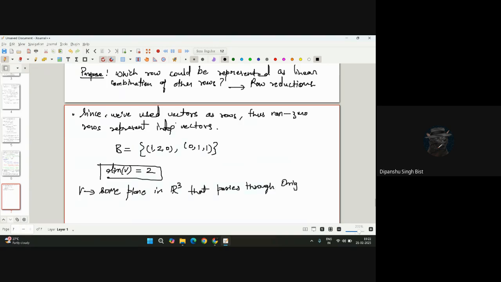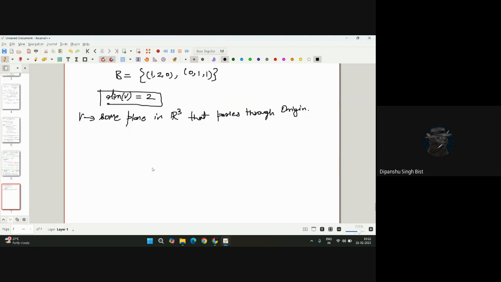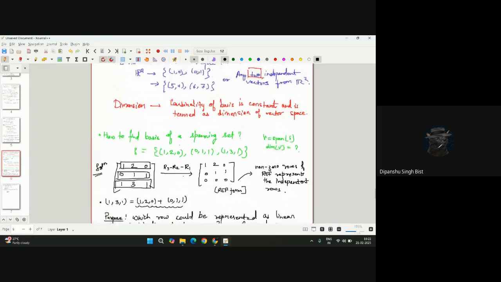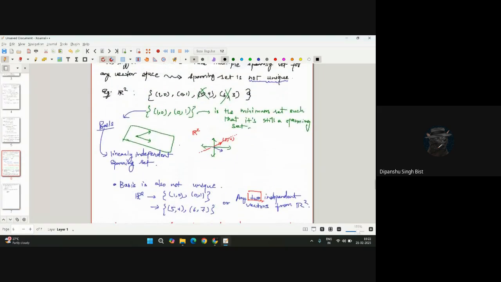It passes through the origin. So basically, if you want to visualize it, you can visualize it like this. There is some space in R3, some plane in R3. That could be your V. Once you know the basis, all these things you can derive out of it.